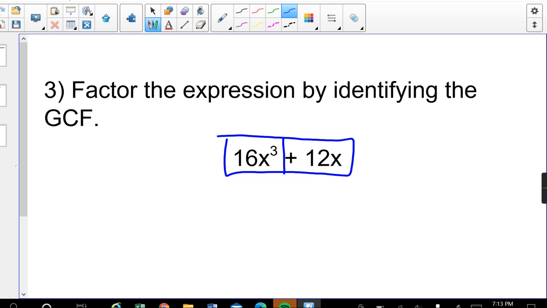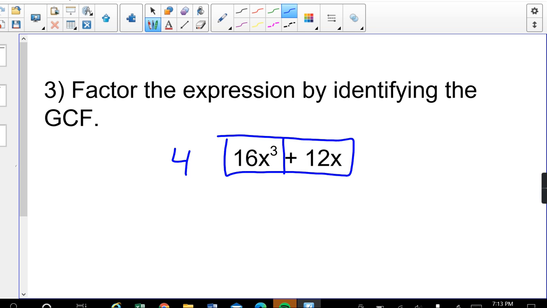So we need to think about what's the greatest common factor. First, I'll look at the numbers, 16 and 12, and think about what number both of these numbers are divisible by. Well, both numbers are divisible by 4, okay? Is there anything higher that they're divisible by? Well, 12 is divisible by 6, but 16 is not divisible by 6, right? 16 is divisible by 8, but 12 is not divisible by 8. So the highest number that they're both able to be divided by to get a whole number is 4.